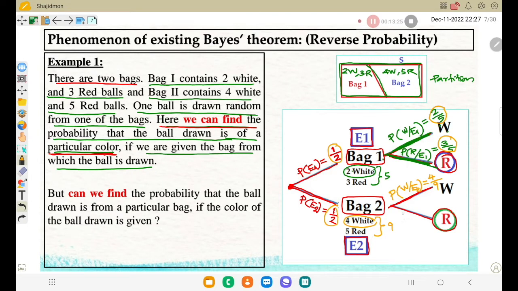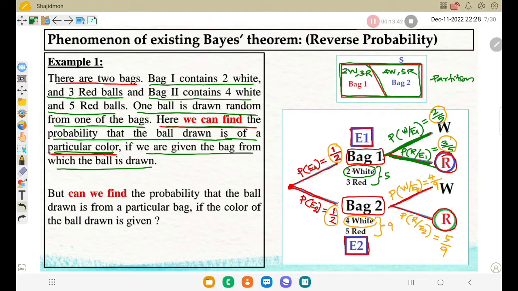Now same way, if you want to calculate the probability of a red ball from bag number 2, where bag number 2 means E2, how are we writing that one? Probability of red from bag number 2. How many red balls are there? 5. Divided by how many total balls? 9. 5 divided by 9.